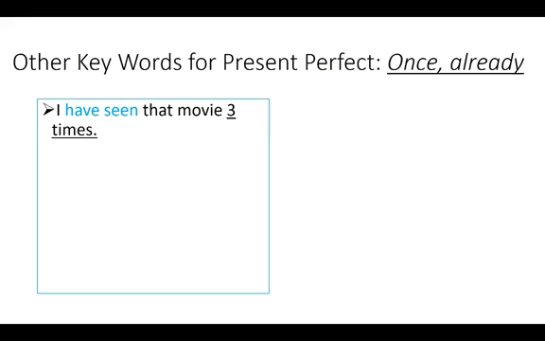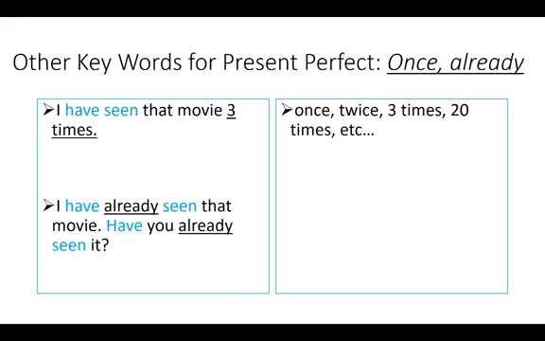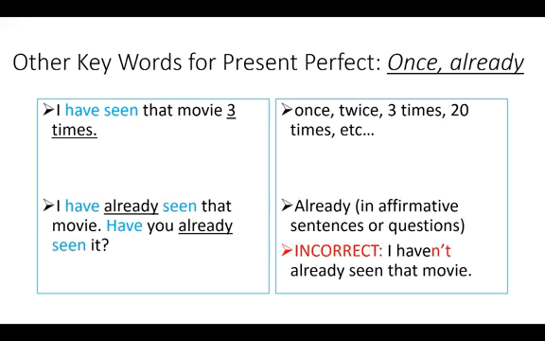Here's another example. I have seen that movie 3 times. Use present perfect with words like once, twice, or 3 times. Also, I have already seen that movie. Already can be used in affirmative sentences or questions.